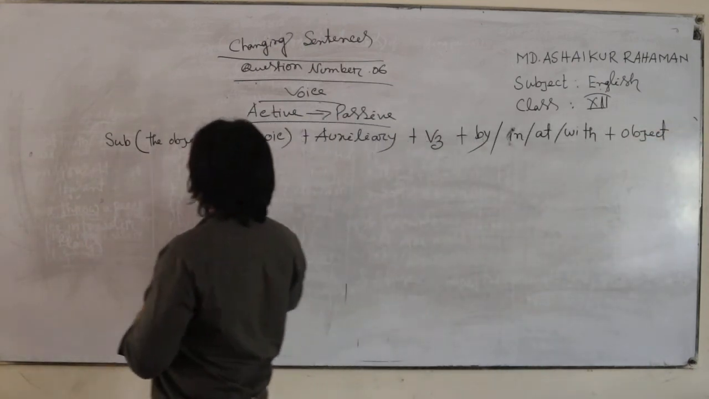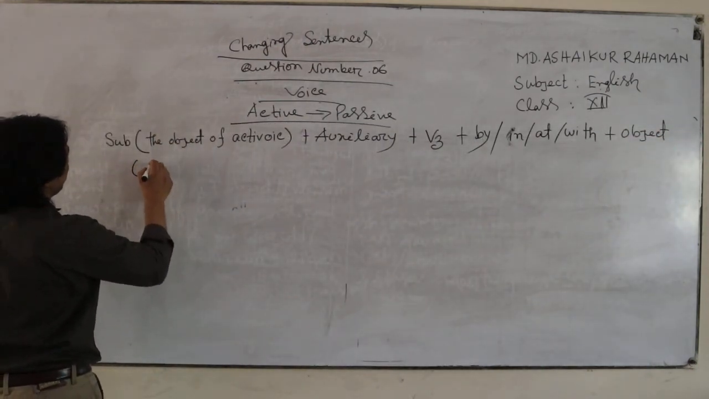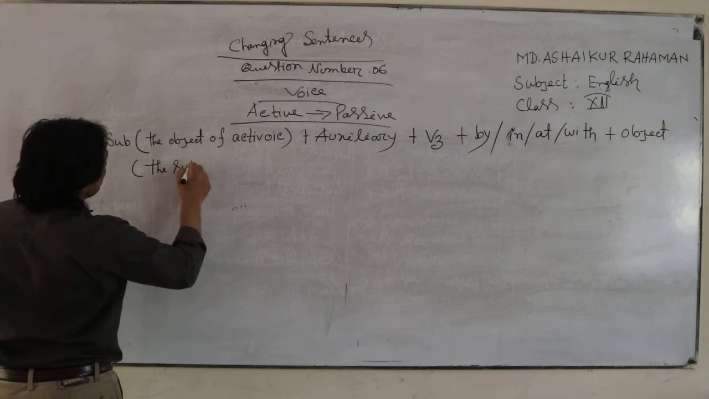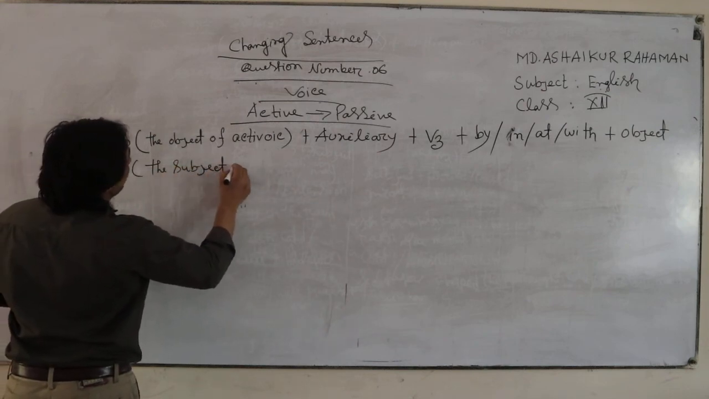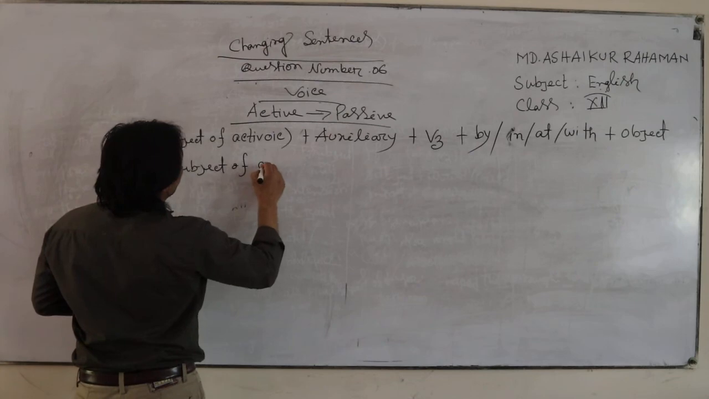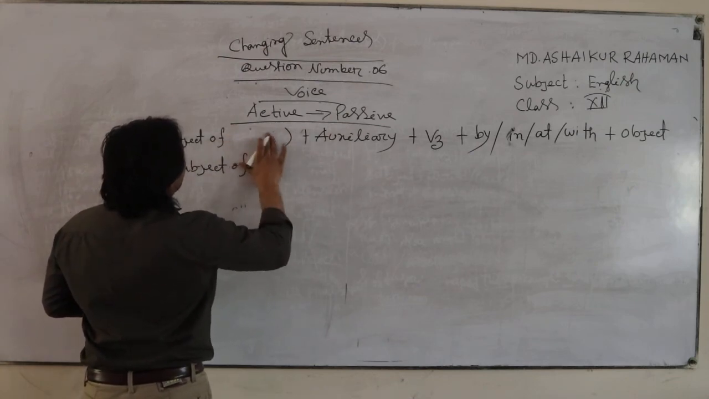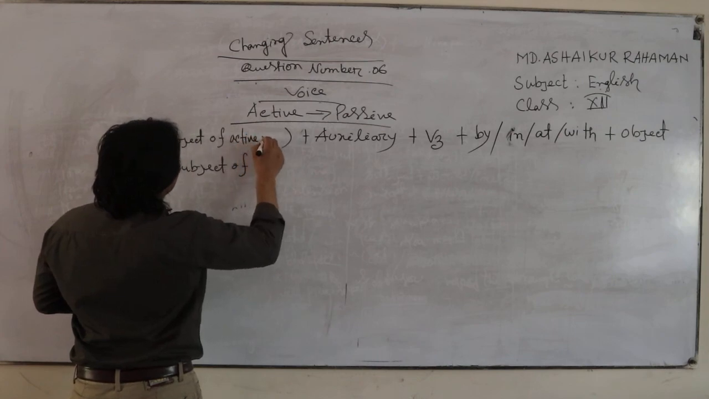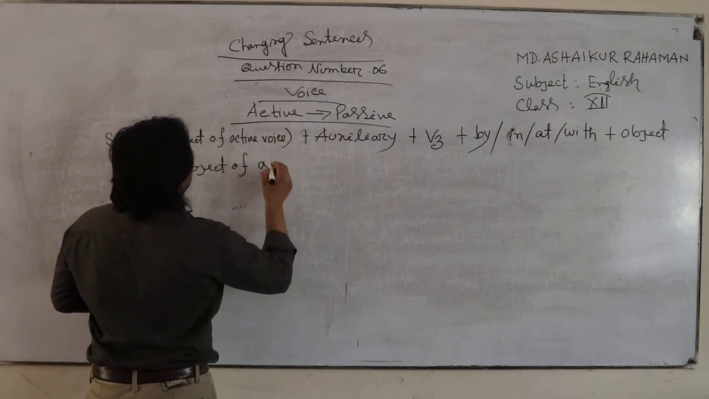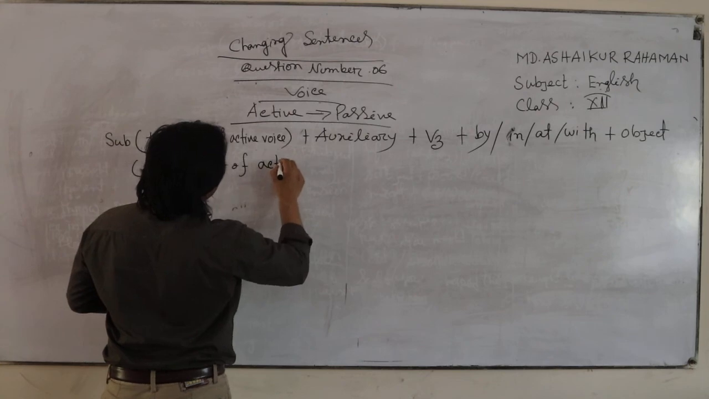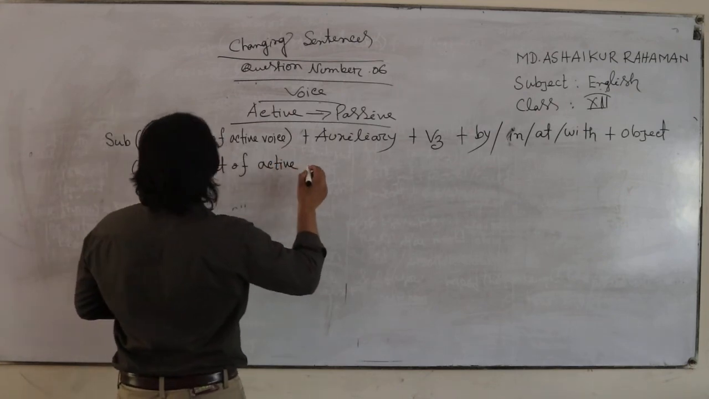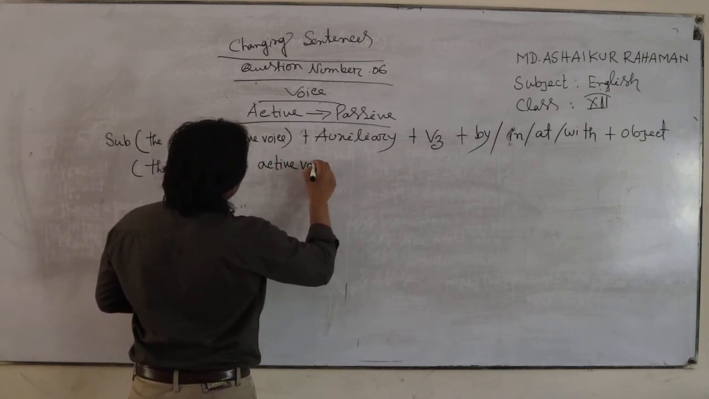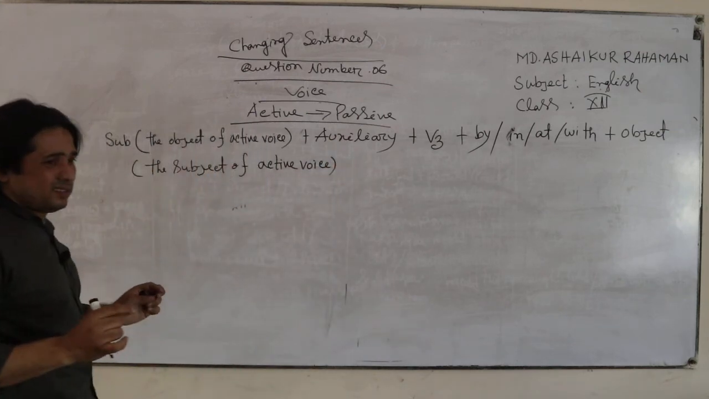What will be the object? The subject of the active voice. So now the structure here is clear.